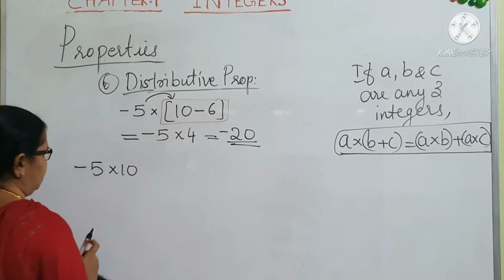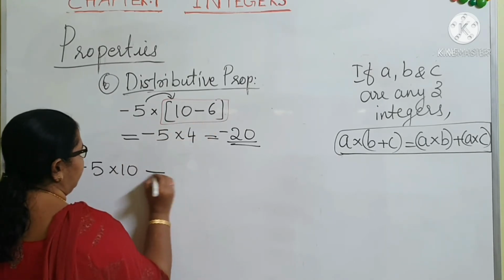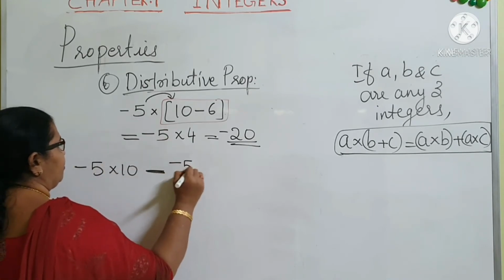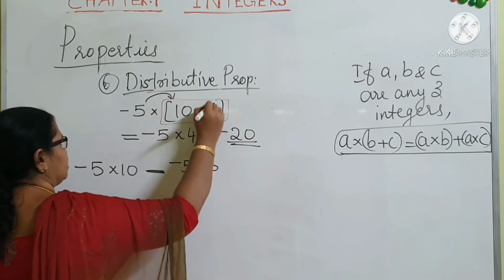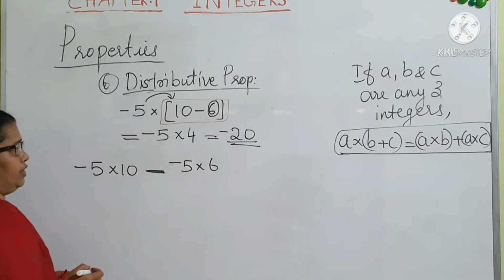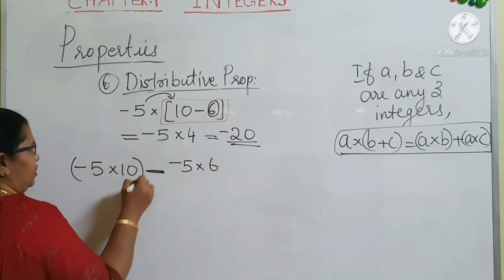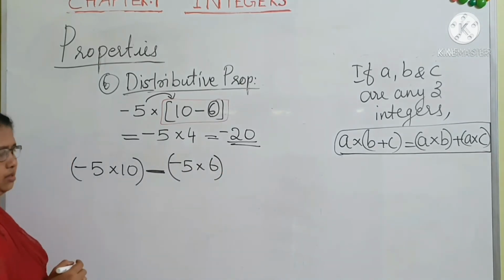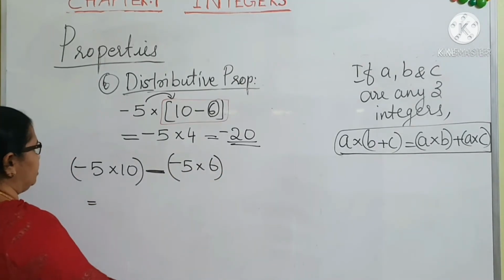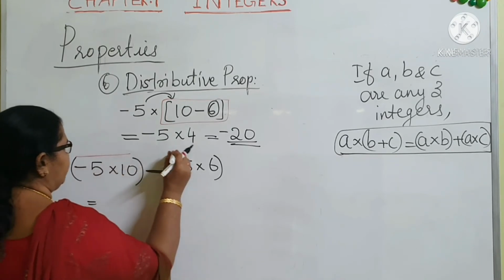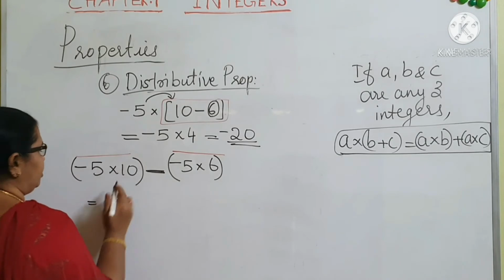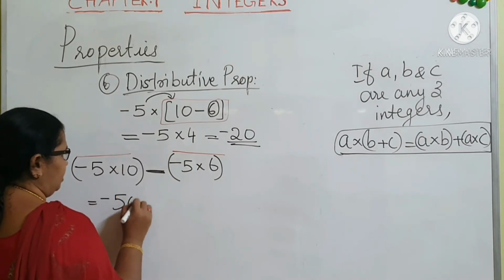Then what is the sign between them? Minus. Then negative 5 into 6. Here this is 6 only. Negative 5 into 6. So negative 5 into 10 minus negative 5 into 6. Then multiply this. Negative 5 into 10 first, then negative 5 into 6, then subtract.